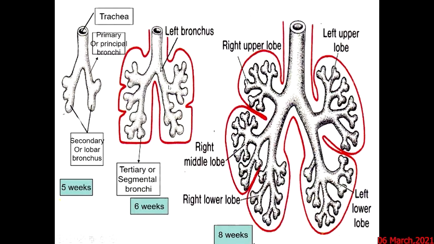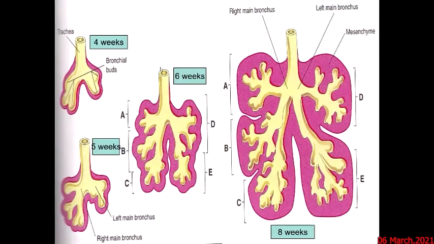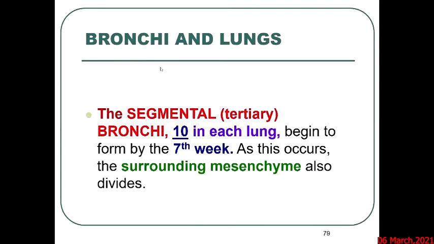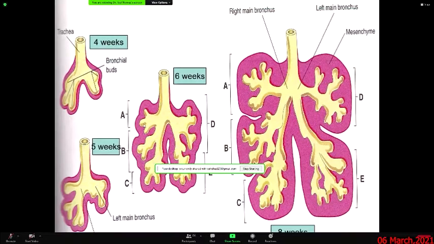And then they will give rise to bronchopulmonary segment. আমরা জিজ্ঞেস করব. So bronchi and lungs, the segmental or tertiary bronchi, 10 in each lung, begin to form by the 7th week. As this occurs, the surrounding mesenchyme also divides. Whenever the secondary bronchi divide into the segmental bronchi, 10 for each lung, at the same time, the surrounding mesenchyme also divides.